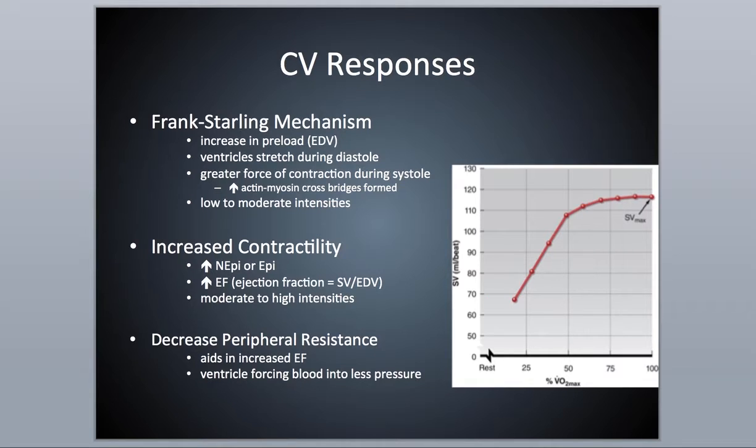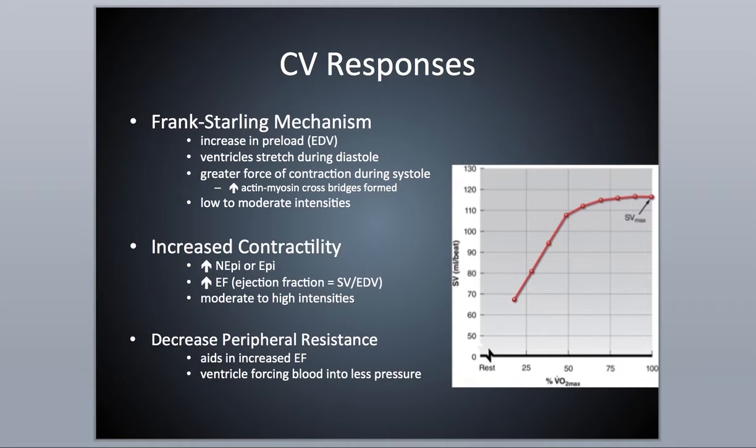Now, during higher intensity exercise, we're going to have an increased contractility because of the increase in norepinephrine and epinephrine. The catecholamines are going to be released in really high amounts. All right, so we're going to increase the force of contraction that way. The ejection fraction will increase as well, so we're going to be pumping out a good amount of that blood that is left over at the end of diastole. All right, so this is during moderate to higher intensity exercise.